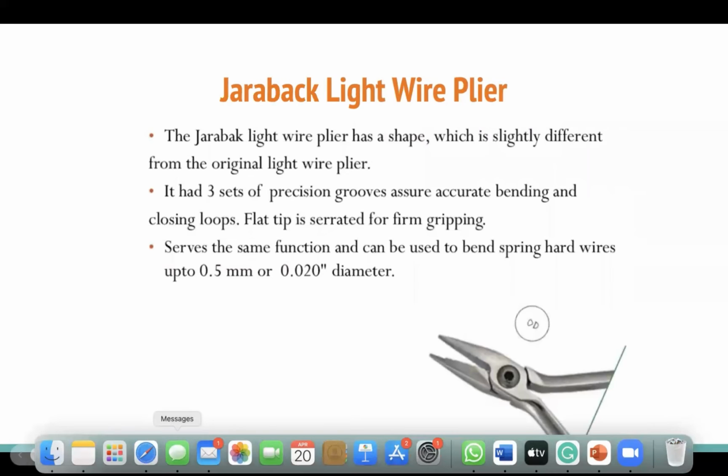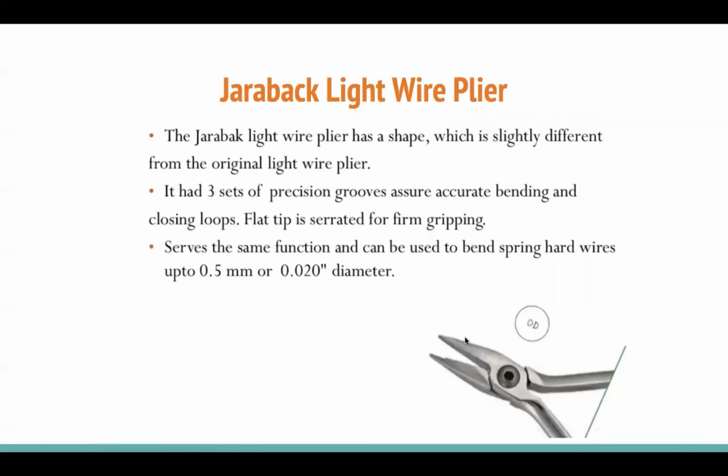Then the third one is a Jarabak light wire plier. Jarabak light wire plier has a shape which is slightly different from the standard light wire plier. It has 3 sets of precision grooves. So it looks the same, but here there are 3 precision grooves. It helps in accurate bending and closing the loops. The flat tip is serrated for firm grip. It serves the same function and can be used to bend the spring up to 0.5 millimeter diameter.